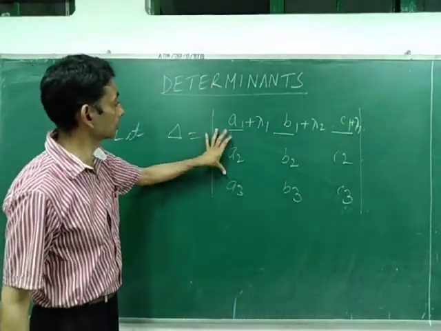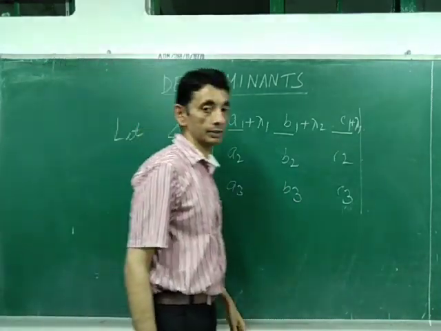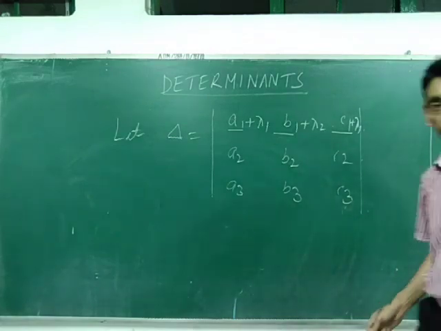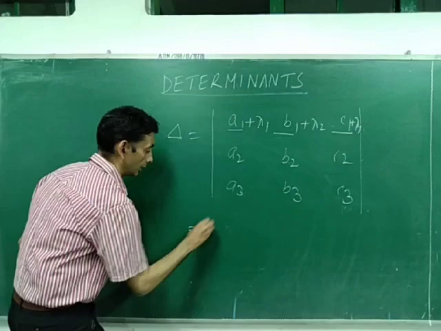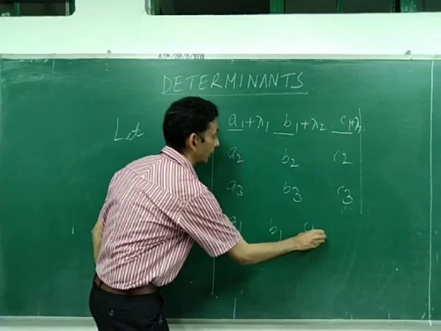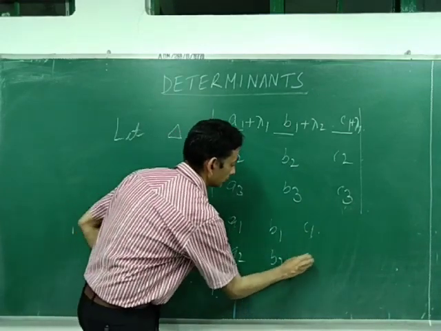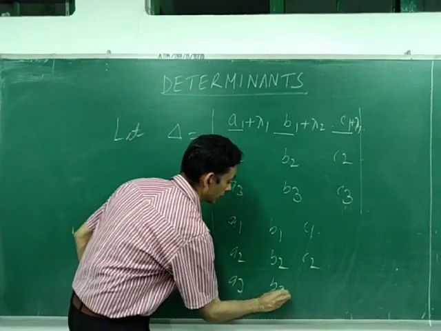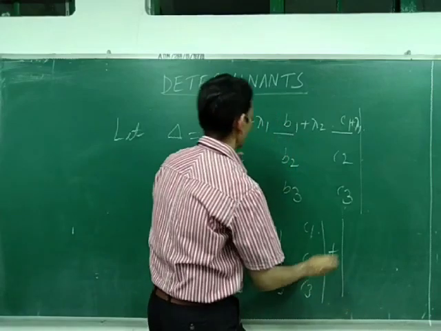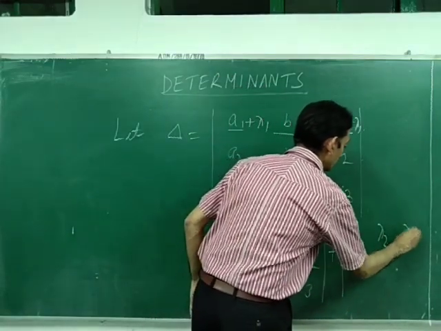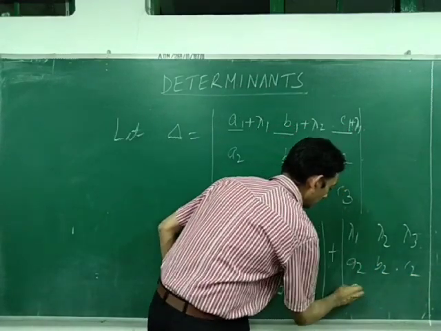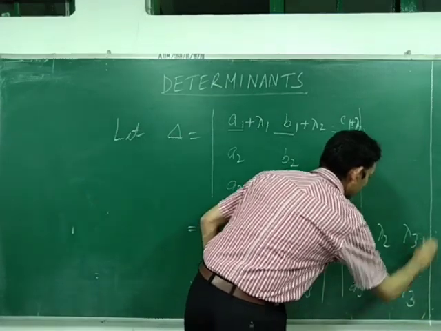Now, we are going to verify that this determinant can be written as a sum of two determinants. So, how to write this? We can write it as a sum of two determinants: A1, B1, C1, A2, B2, C2, A3, B3, C3 plus lambda 1, lambda 2, lambda 3, A2, B2, C2, A3, B3, C3.